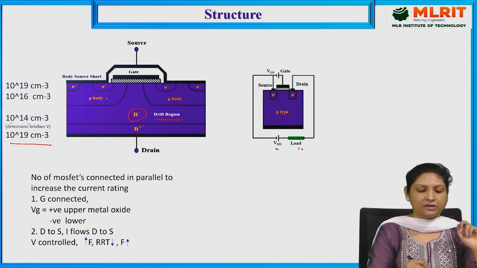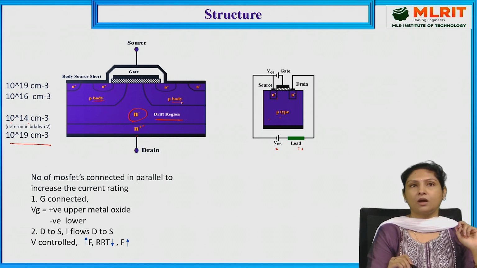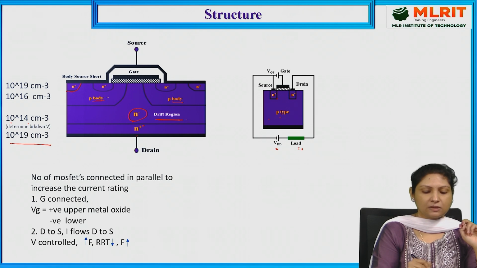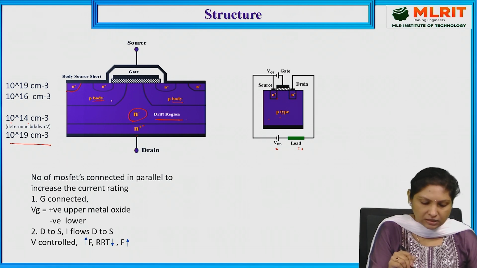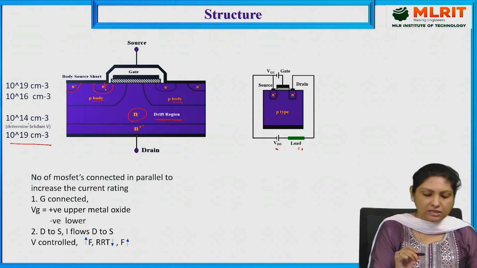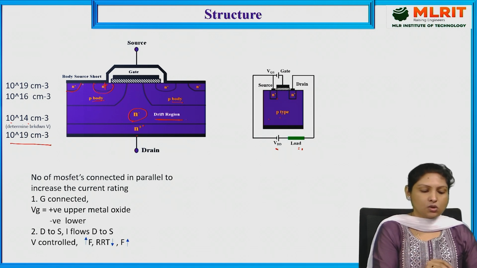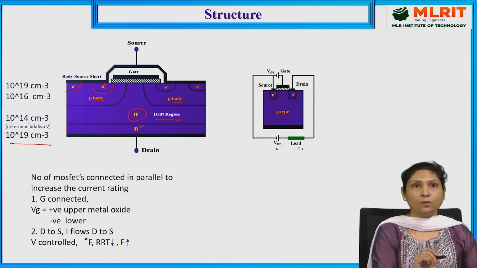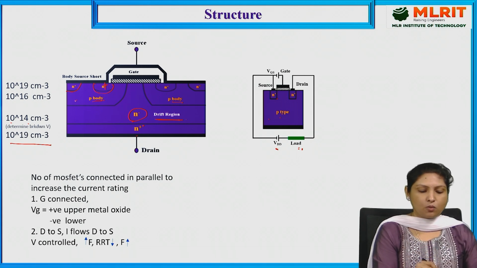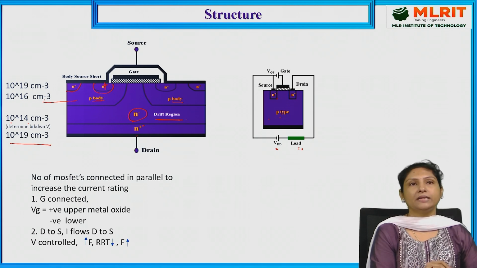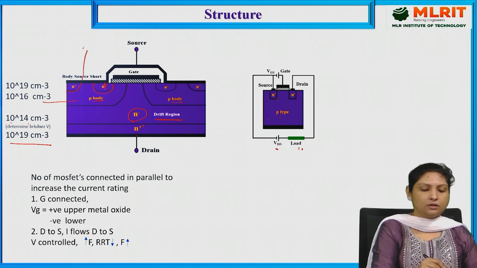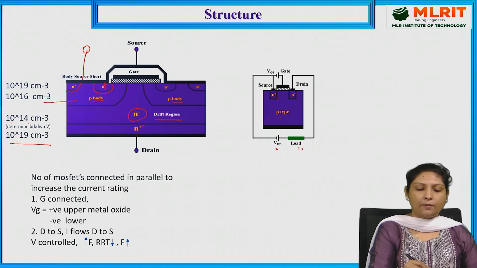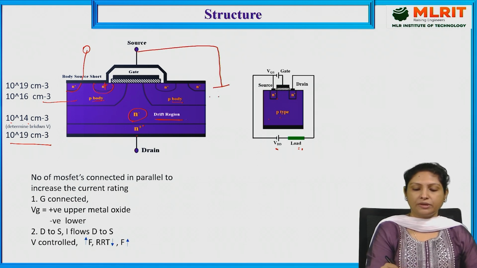And above which there is a P-type body, into which the N plus substrate is being added. Here the doping of this N plus substrate is 10 to the power of 19 per centimeter cube, which is heavily doped, and the P-type body is moderately doped, about 10 to the power of 16 per centimeter cube. And here let me consider the gate terminal, and I am applying the drain to source voltage.